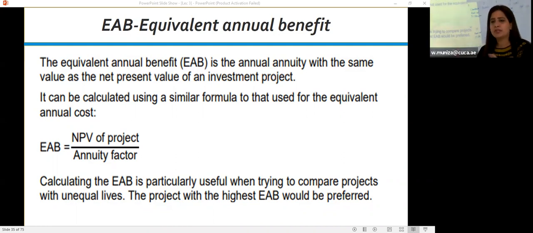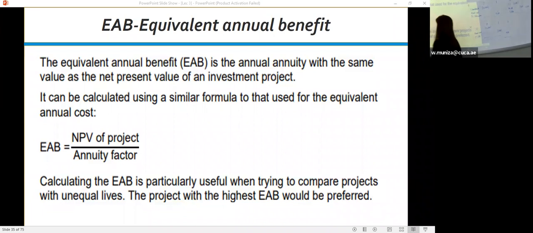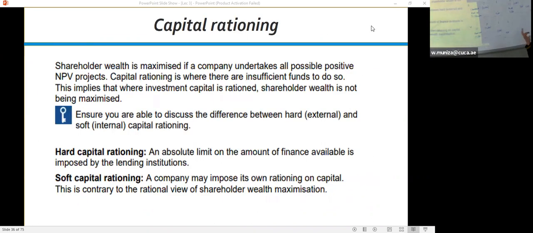So normally we are using the EAC also with projects of unequal life. Now, only the difference arises here. The project with the highest EAB would be preferred. This is about benefit. That was about cost. That is why the least EAC has been selected over here. The highest equivalent annual benefit project is going to be considered. Anyhow, they have not considered any examples for EAB since the formula is going to be the same.